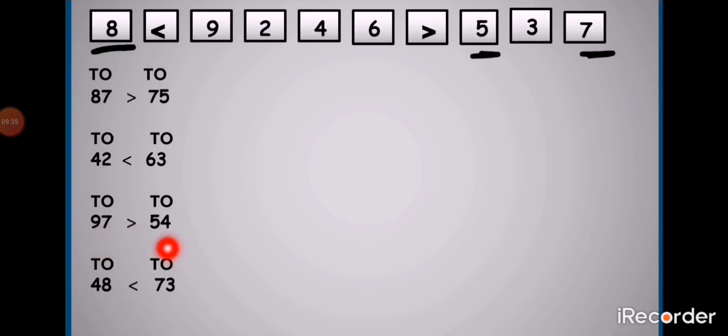The next number is 73. The right side digit is 3. I have put O for ones. And the next digit is 7. I put T for tens. So this number is 73. It has 7 tens and 3 ones.